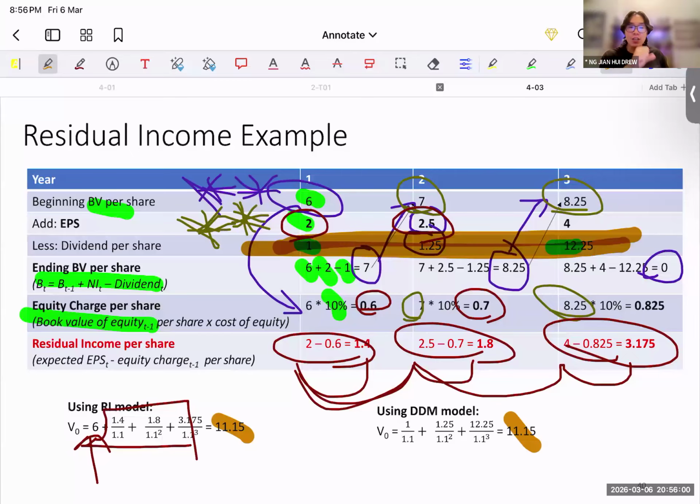Okay, let's pause here. Any questions regarding the residual income model? Because sometimes it can be a bit surprising when you see the calculation for the residual income model, and you really need to understand the T minus 1 and T. Do we have any queries?